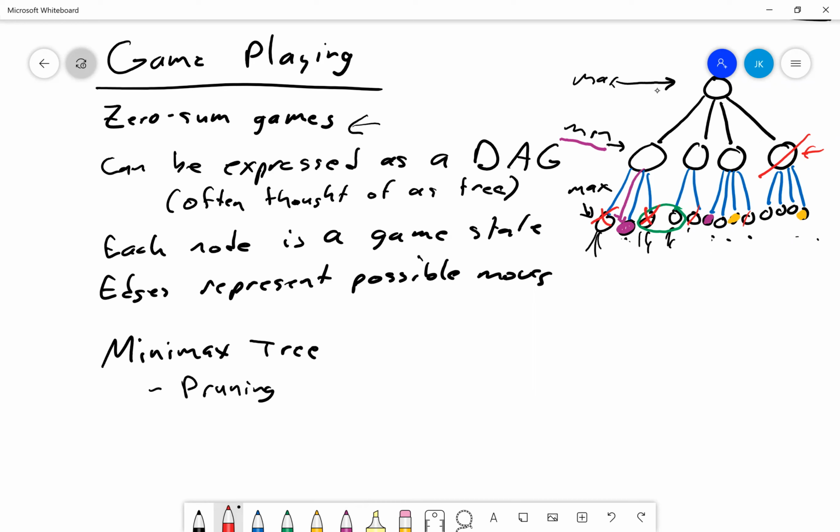There's no reason you would ever go down that route. And so you can stop early and so on. You don't have to explore, well, what if I made a bad move? Because player two would never make a bad move. They're going to play optimally. Okay, so that's one category of problems, or game playing problems.